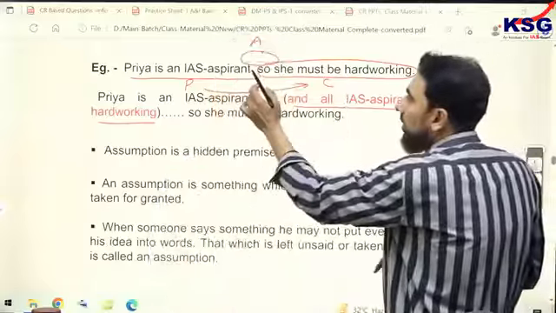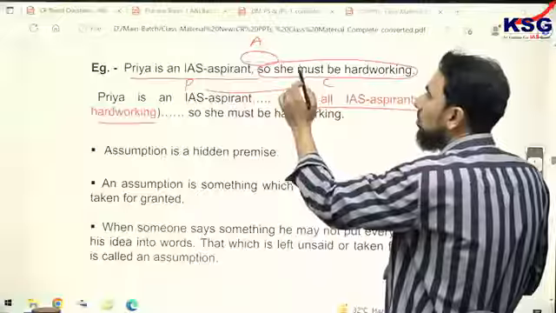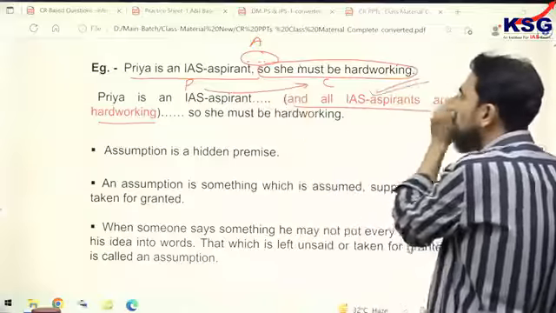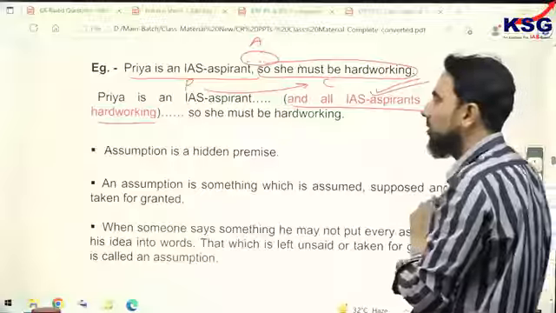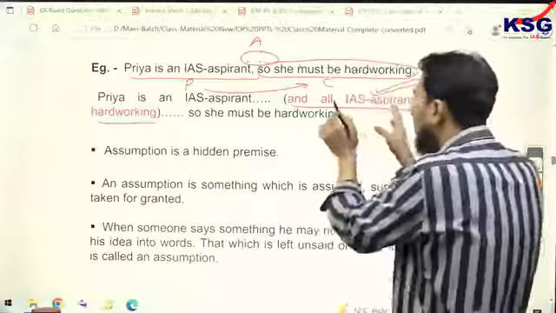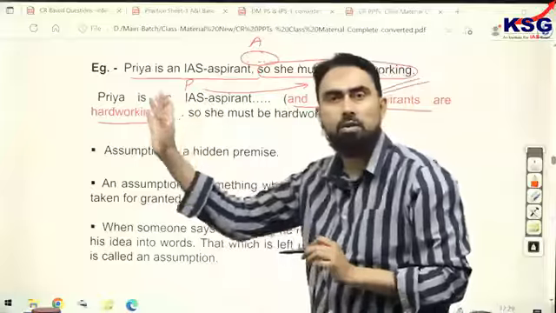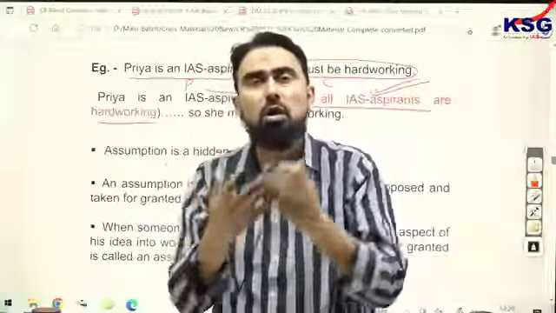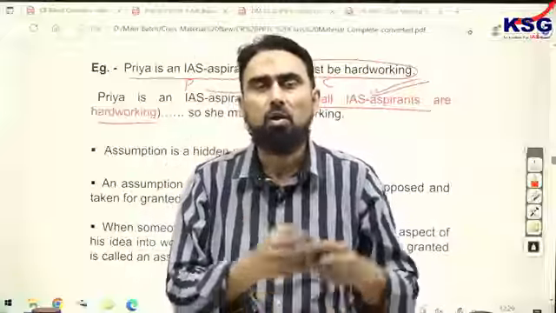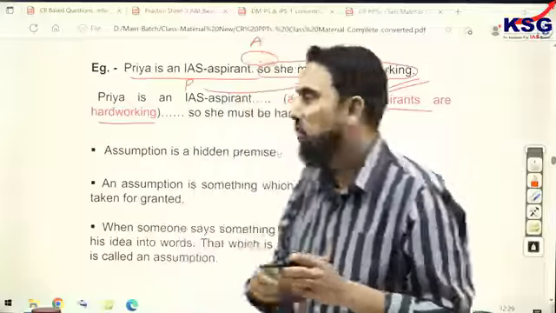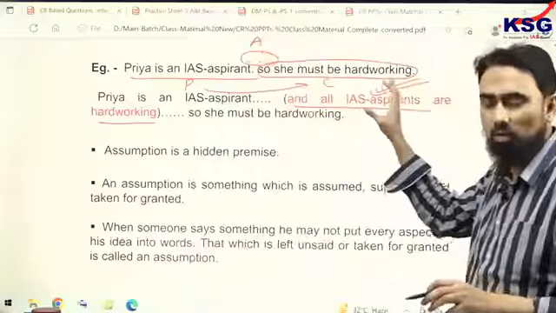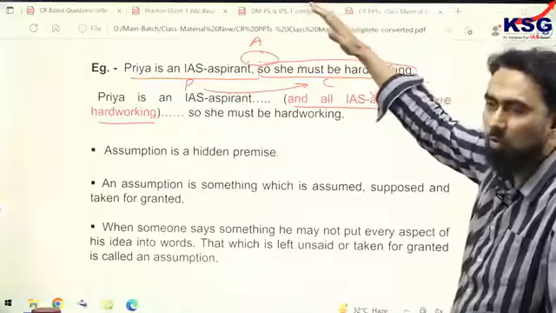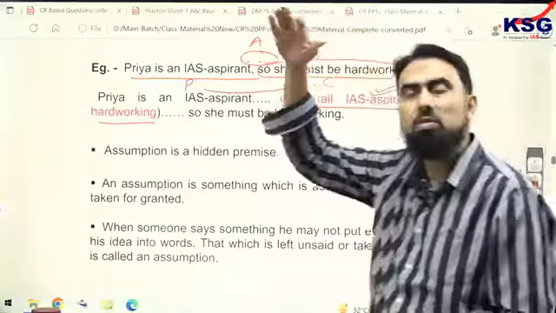Priya is an IAS aspirant, and from there he jumps to the conclusion, so she must be hardworking. So what does he believe in? Of course, he believes that all IAS aspirants are hardworking. If this red ink, whatever is written in the bracket, is not true, the conclusion will also fail. The author's argument will collapse. So assumption is the belief, the foundation on which the author's conclusion, the entire edifice, stands.